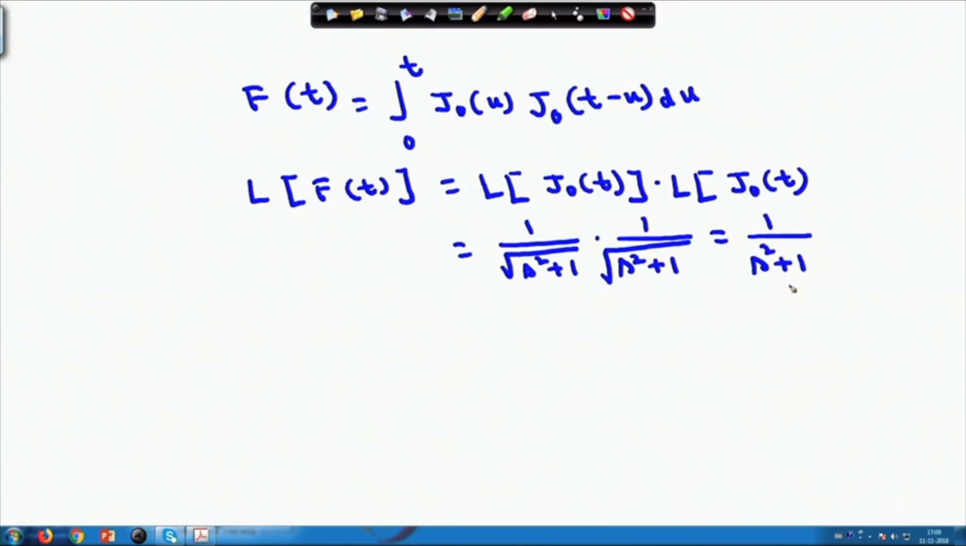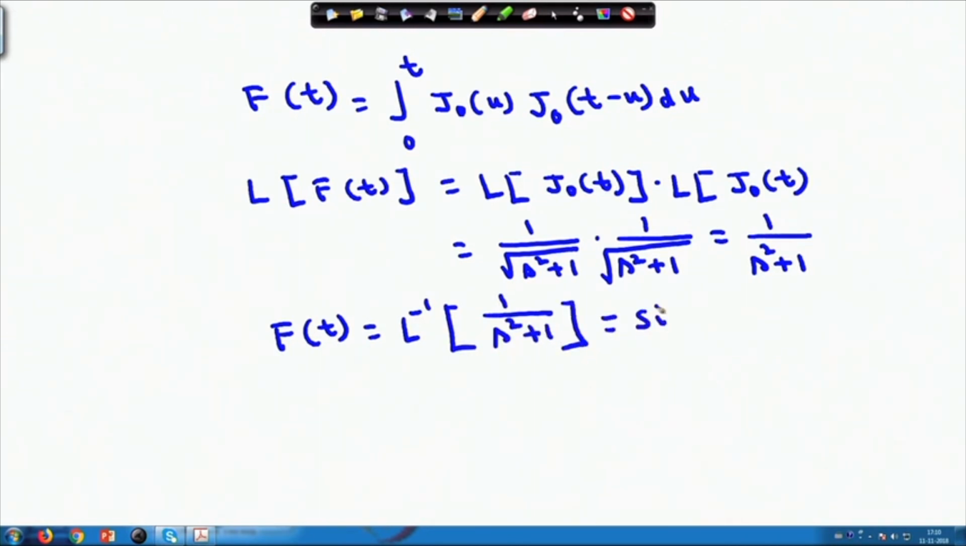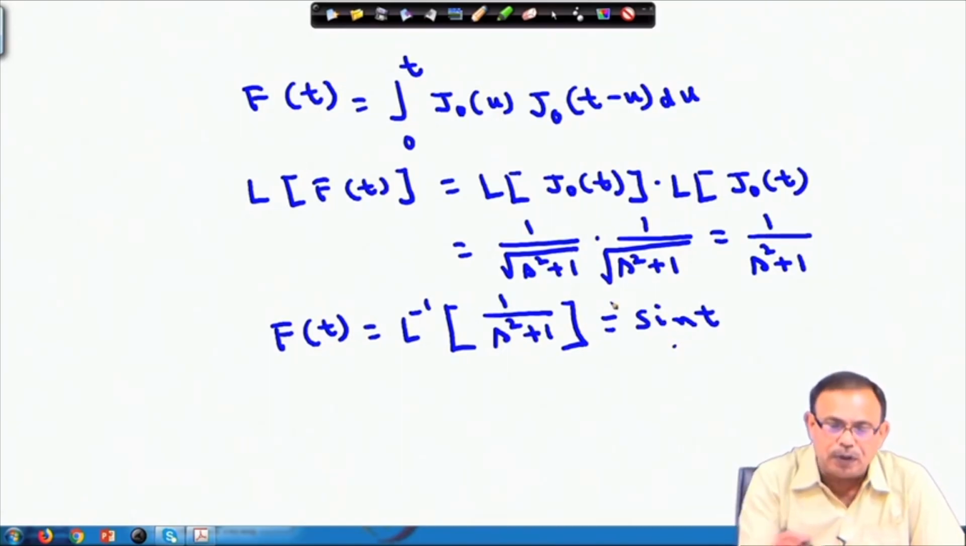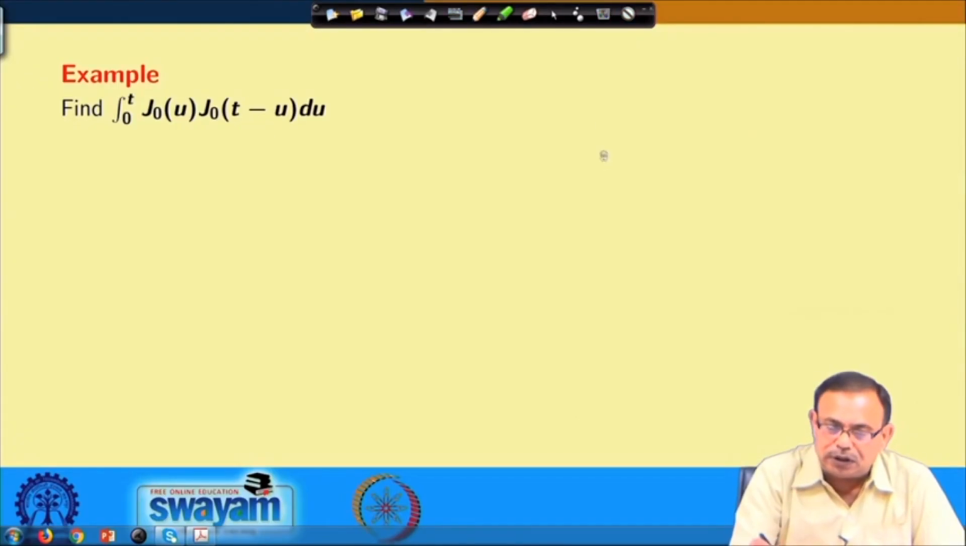So, the Laplace transform of f(t) equals 1 by s square plus 1, and f(t) I can write as the Laplace inverse of 1 by s square plus 1, which equals sin t. This is the value of f(t). Therefore, the value of the integral from 0 to t of J0(u) J0(t minus u) du is nothing but sin t. Using these convolution properties, very easily we are determining the value of this integral. So, let us just see it once.